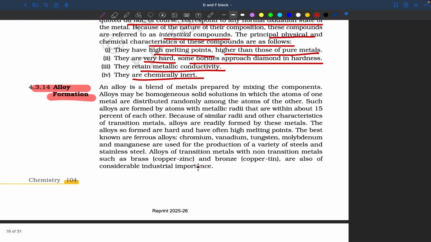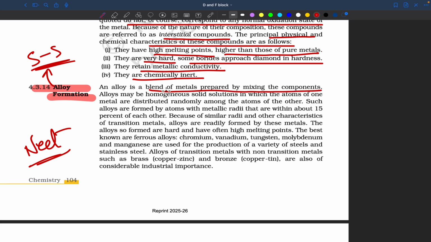Okay. So last time, a direct question was asked from this, on alloy formation. An alloy is a solid solution, where both solute and solvent are solids, right? An alloy is a blend of metals prepared by mixing components of the alloy, a homogeneous solid solution in which atoms of one metal are distributed randomly among the atoms of others. Such alloys are formed by atoms with metallic radii that are within 15% of each other. The similar radii of each other, some examples you have to remember.